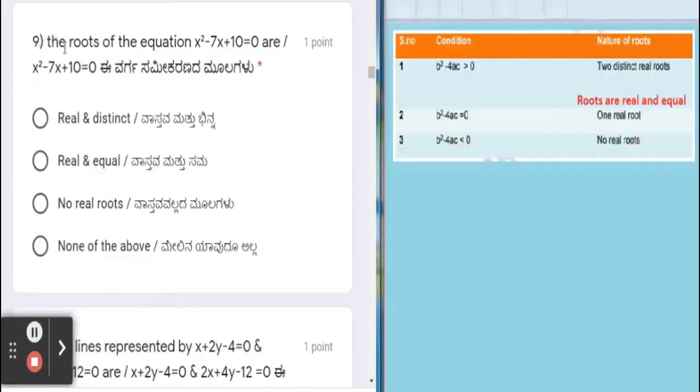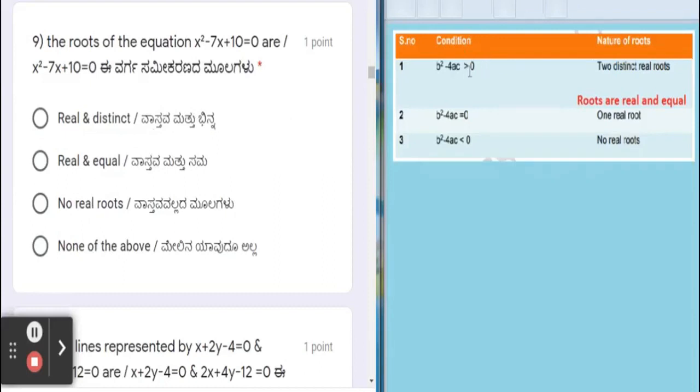Next question in the quadratic equation: the roots of the equation x square minus 7x plus 10 is equal to 0 are... So they are not asking for the roots here, they are asking for the nature of the roots of this quadratic equation: whether they are real and distinct, real and equal, no real roots, or none of the above. So to find the correct option, the nature of the roots, we have to use the same condition which we discussed 2 questions back.